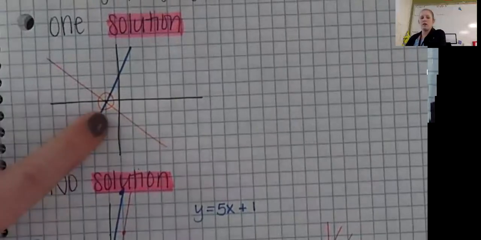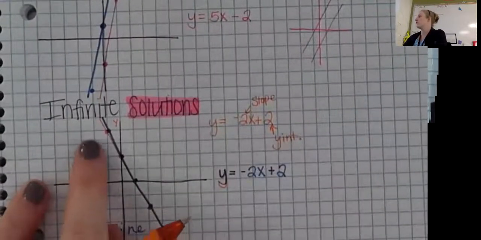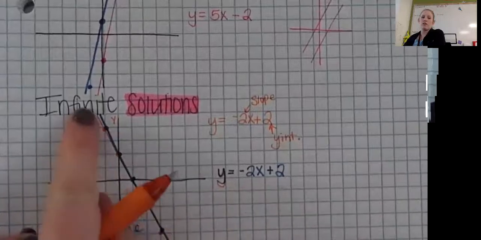So one solution, they cross once. No solution, they never cross. Infinite solution, they're the same line, so they touch everywhere.